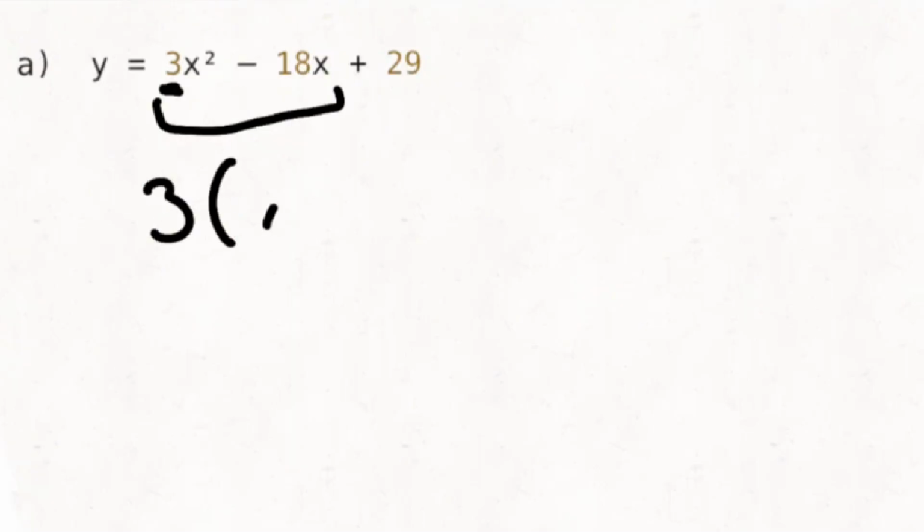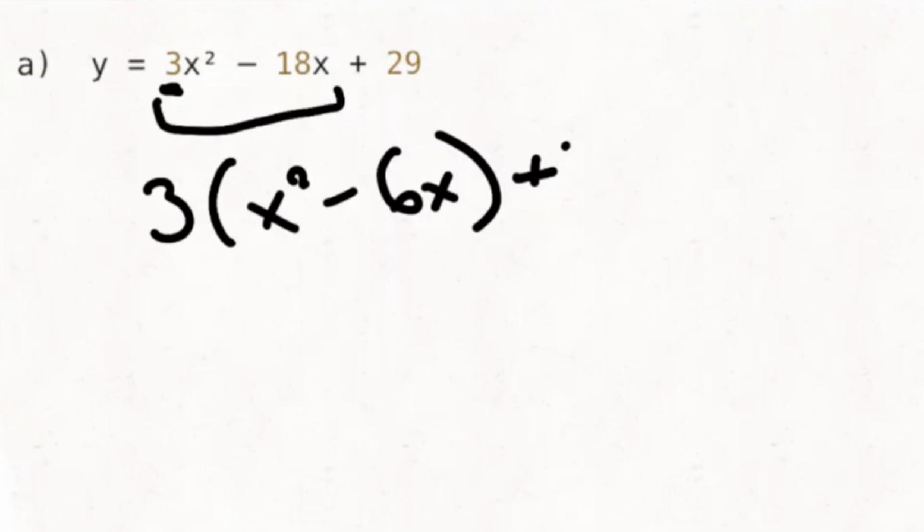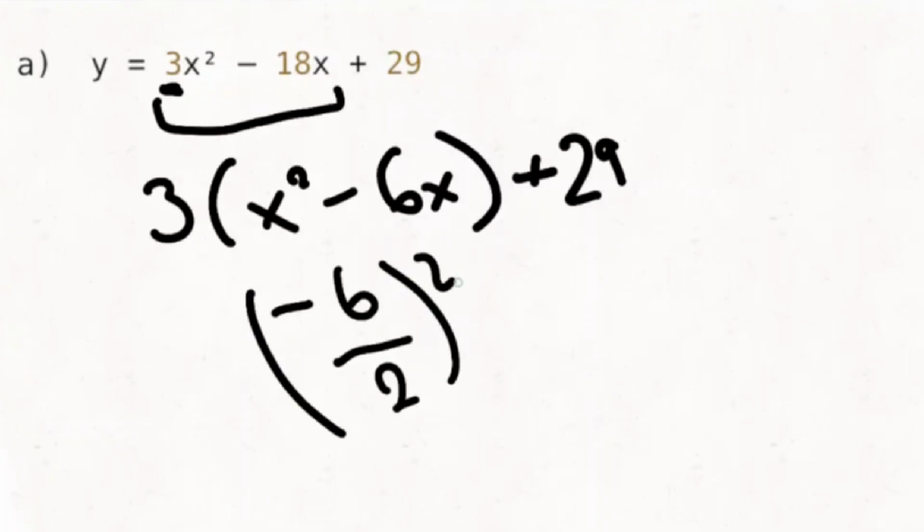So we have 3 times x squared minus, now we factored out the 3, so we have 6x plus 29. So now we want to form a perfect square, right? So how do we find the number that causes this perfect square within the parentheses? Well, what we do is we take the coefficient of the x value, which is 6, or I should say negative 6, and we divide it by 2, okay? And then we square it. So negative 6 divided by 2 is negative 3, and negative 3 squared is equal to 9.